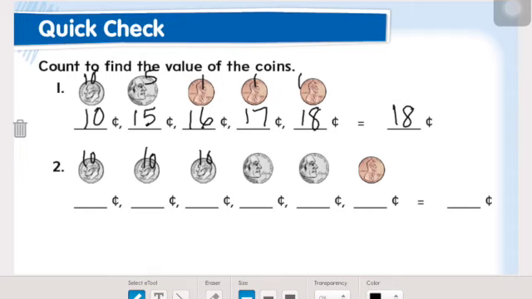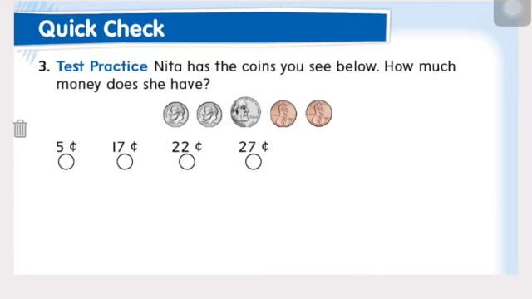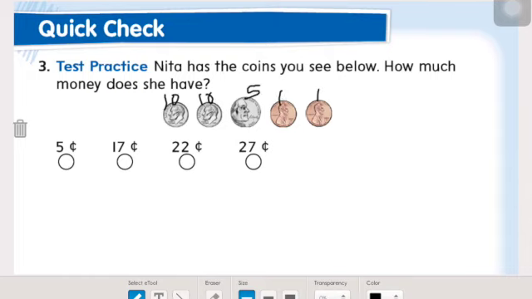Again, 10, 10, 10, 5, 5, 1. So we're going to count by tens. 10, 20, 30, plus 5 is 35, plus 5 is 40, plus 1 is 41. Nita has the coins you see below. How much money does she have? So same thing, we're going to write our amounts over the top, and then we can count on 10, 20, 20 plus 5 is 25, plus 1 is 26, plus 1 is 27, so 27 cents.